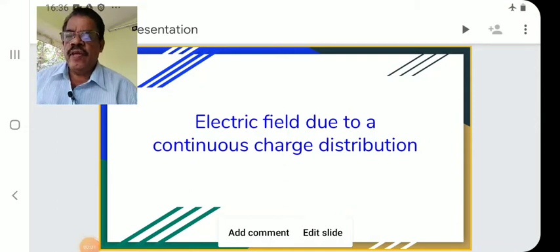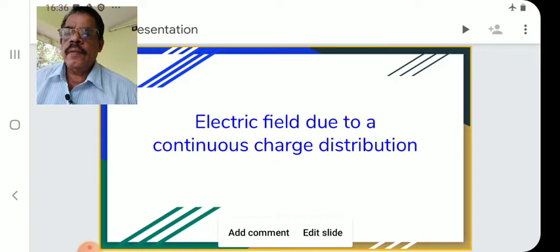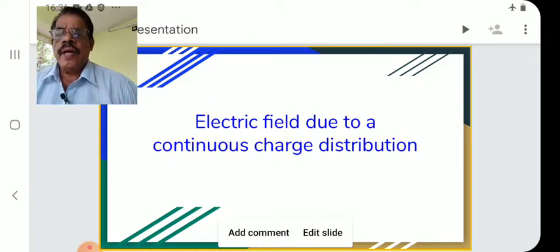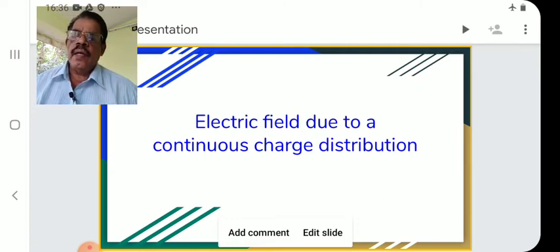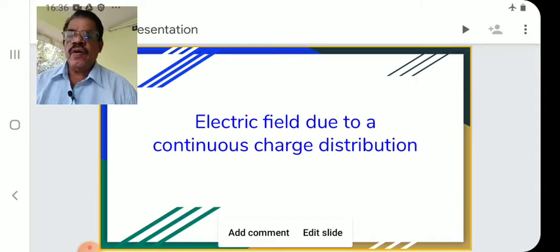Afternoon. Today we pass on to the third lecture on electrodynamics. Today's topic is electric field due to a continuous charge distribution and the problems based on electric field. At first we can see what is continuous charge distribution.